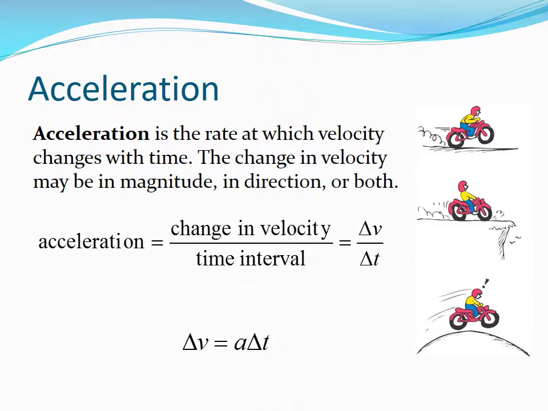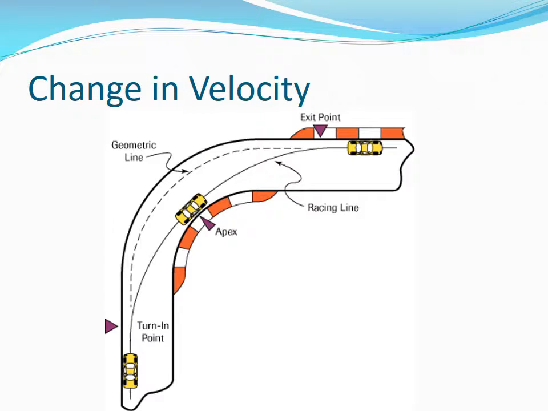The change in velocity may be in magnitude, in direction, or both. A car rounding a corner is changing direction, which means its velocity is changing. Since the velocity is changing, the car is undergoing acceleration, even if its speed does not change.